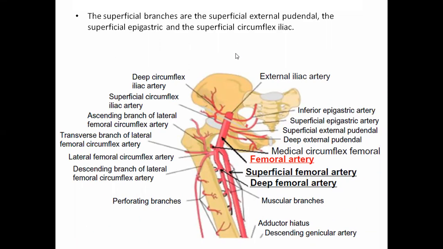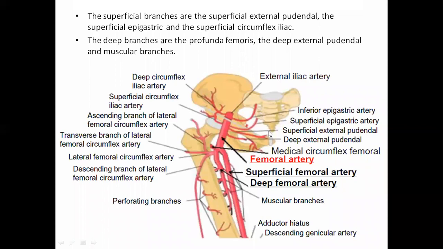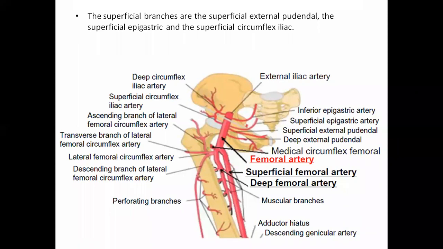The superficial branches of the femoral artery in the femoral triangle are the superficial external pudendal. That artery supplies the pudendal area, the external reproductive organs. Then we have the superficial epigastric, which is reaching the abdominal area. The superficial circumflex iliac passes through the ilium. So these are the 3 superficial branches of the femoral artery.